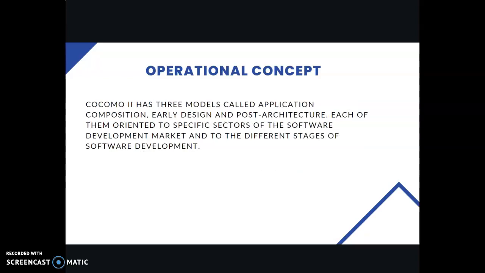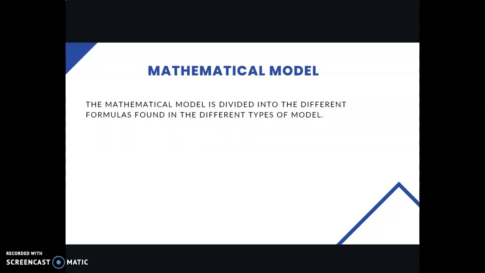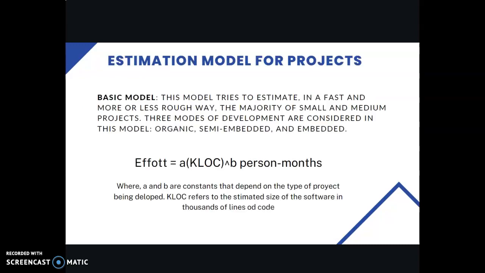COCOMO 2 has three modules called application composition, early design, and post-architecture. Each of them is oriented to the specific sectors of the software development market and to the different stages of software development. Mathematical model. The mathematical model is divided into the different formulas found in the different types of model. This is one of the first models that we can find inside this application tool.